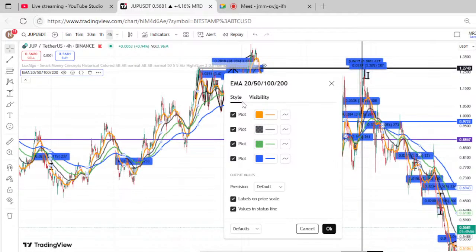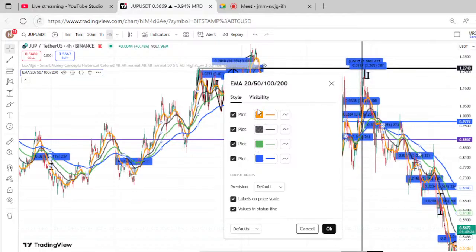For example, when we look at the settings of this indicator, we can look at this point where we have the style. Plot number 1 is yellow. Is it yellow or orange? Whichever. Just know this color number 1 represents 20. Plot number 2, which is black, represents 50. Plot number 3, which is green, represents 100. Then finally, we have the 200 moving average.